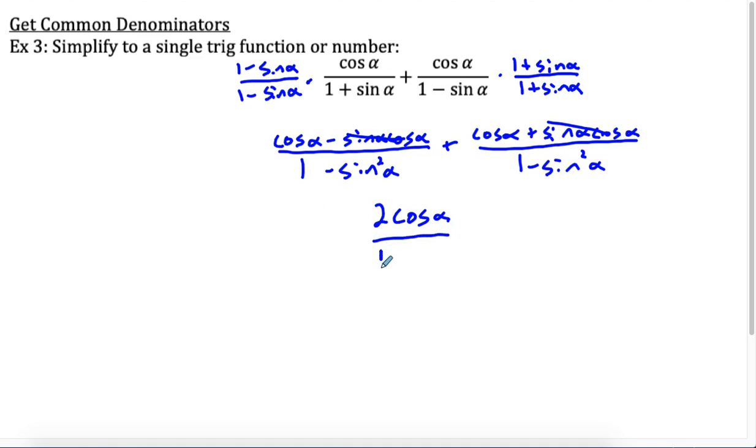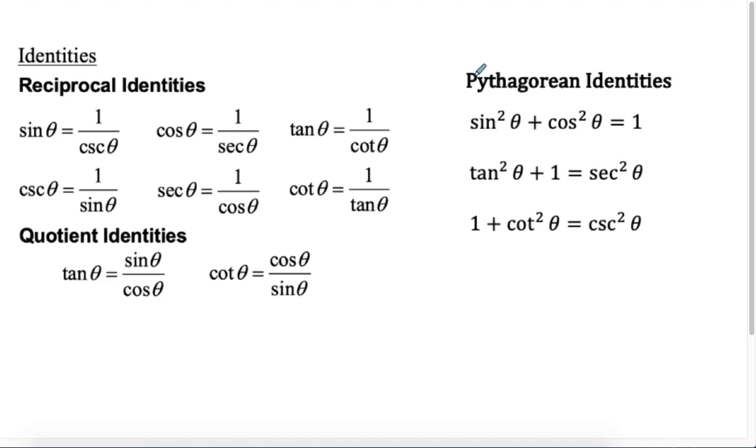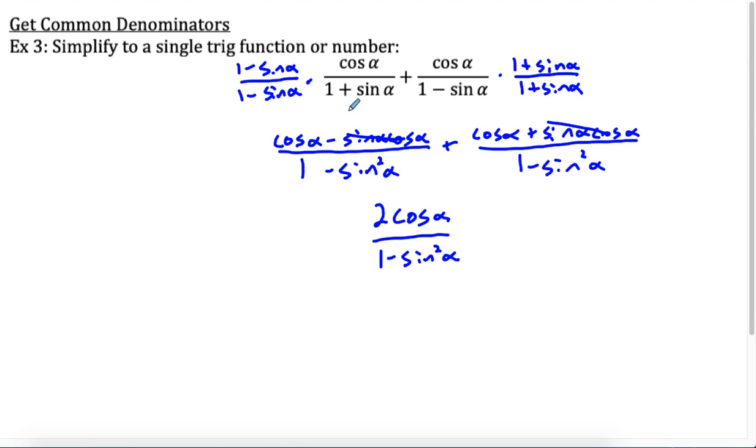Now my denominator, I'll go ahead and write it as 1 minus sine squared, but this is a manipulation of one of my Pythagorean identities. If I were to just subtract sine squared over, I would have cosine squared equals 1 minus sine squared. So here I can change the denominator to cosine squared. So we'll have 2 cosine of alpha over cosine squared of alpha.